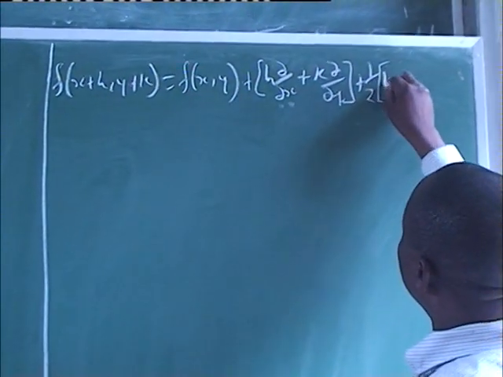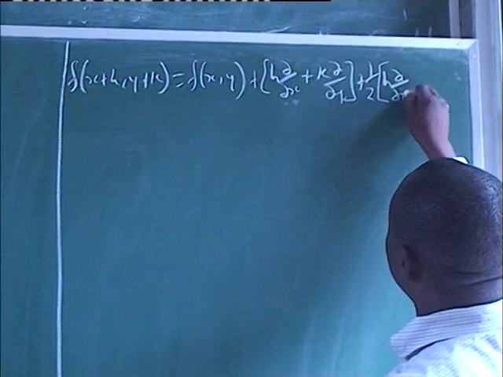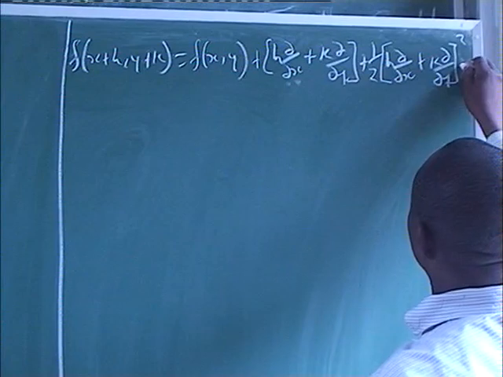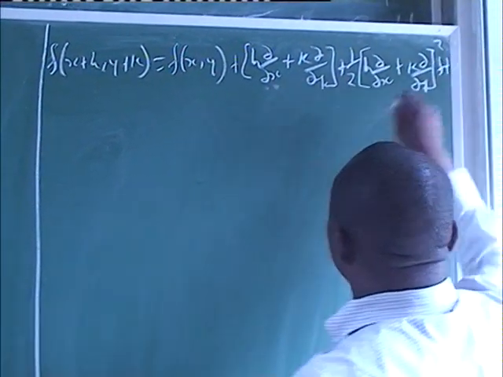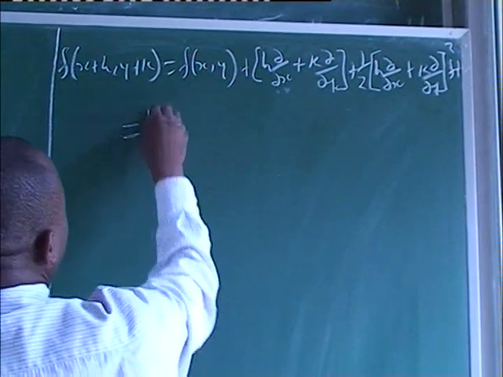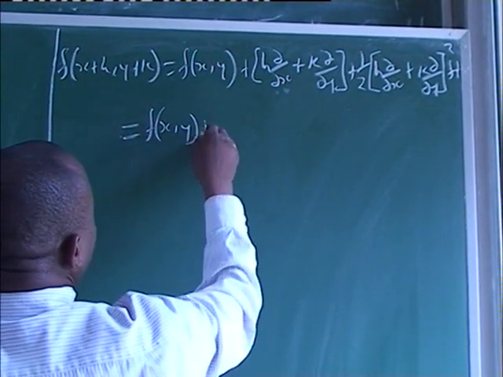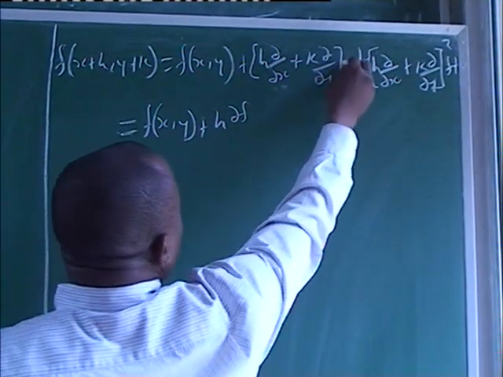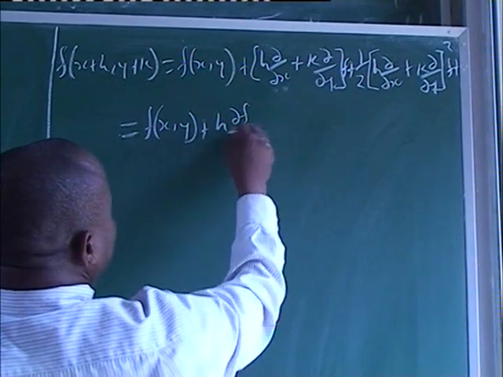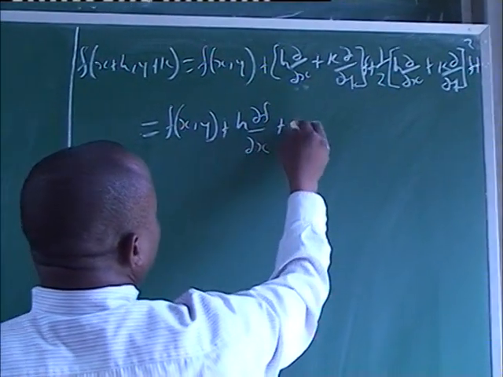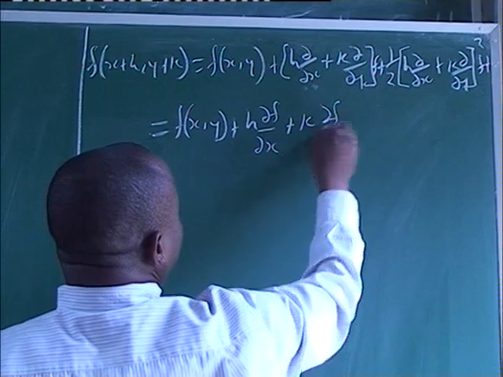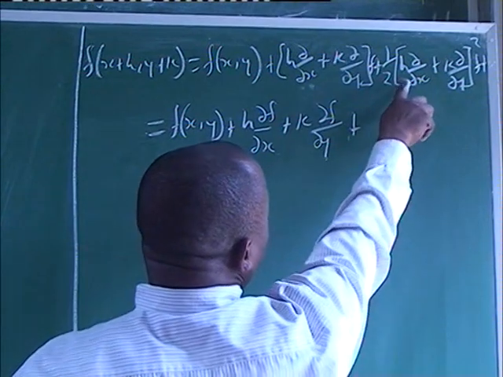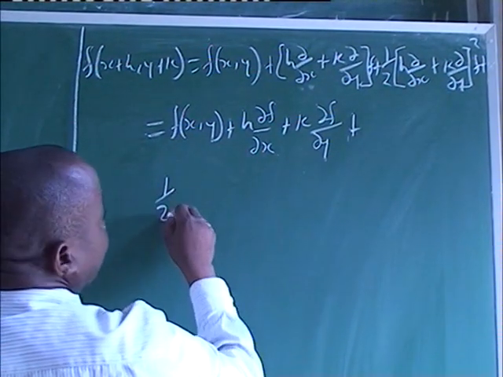Then we'll have h partial x plus k partial y of f. This continues. So we have f of x, y plus h partial f over partial x plus k partial f over partial y, plus the expansion of this, 1 all over 2 factorial.